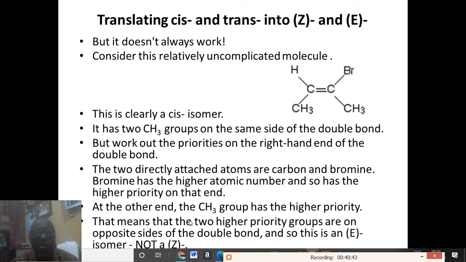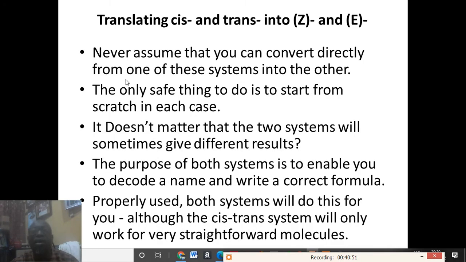That means that the two higher priority groups are on opposite sides of the double bond. And so this is an E isomer and not a Z. So you should never assume that you can convert directly from one of these systems into the other. It does not always work. You have to work it out. The only safe thing to do is to start from scratch in each case.